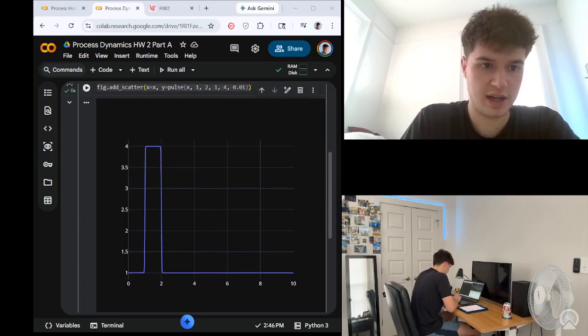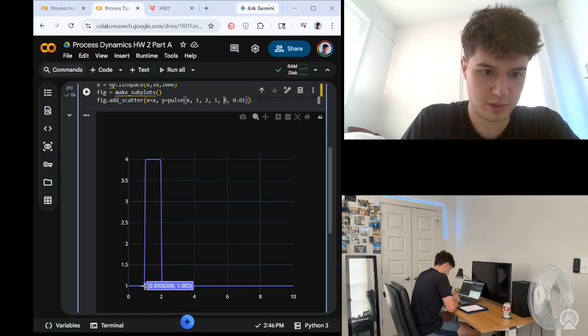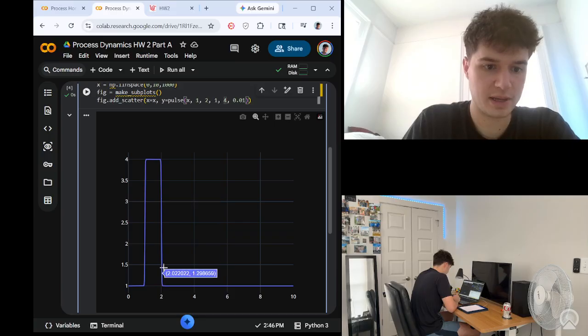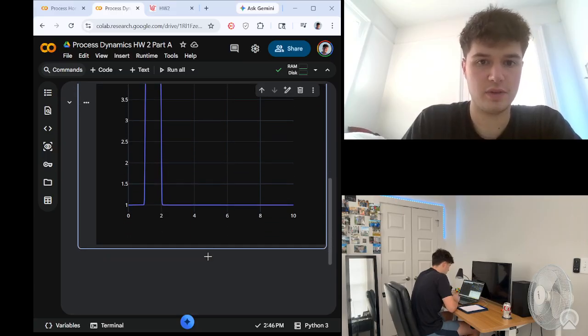So as you can see, the significance of this 4 right here that I have highlighted, that is why it pulsed up to 4 and straight back down. As you go along, just before 1, you're going to start to spike up, goes up to 4, and then immediately comes back down. So 1 to 2 is our pulse as we created, and now we are able to move into the next section.